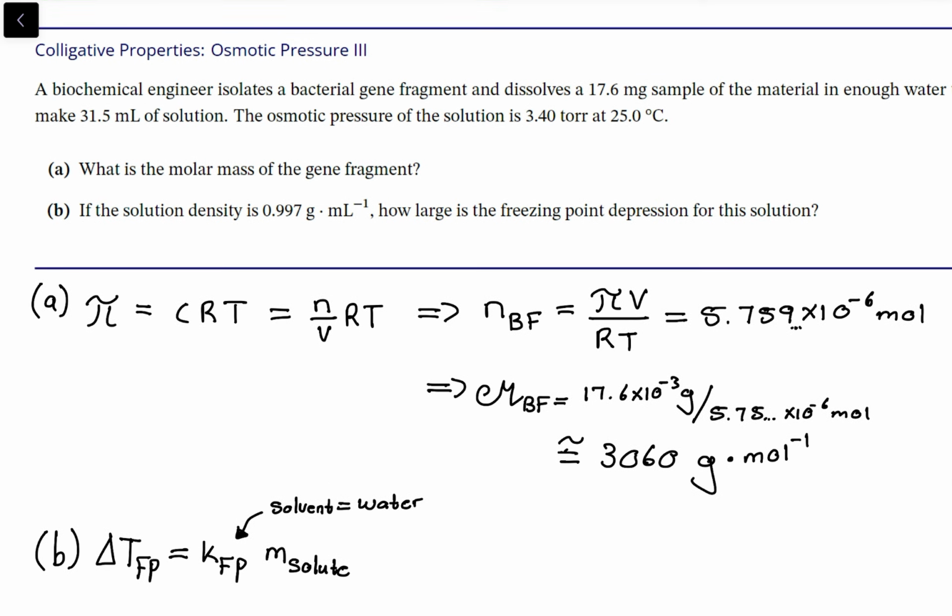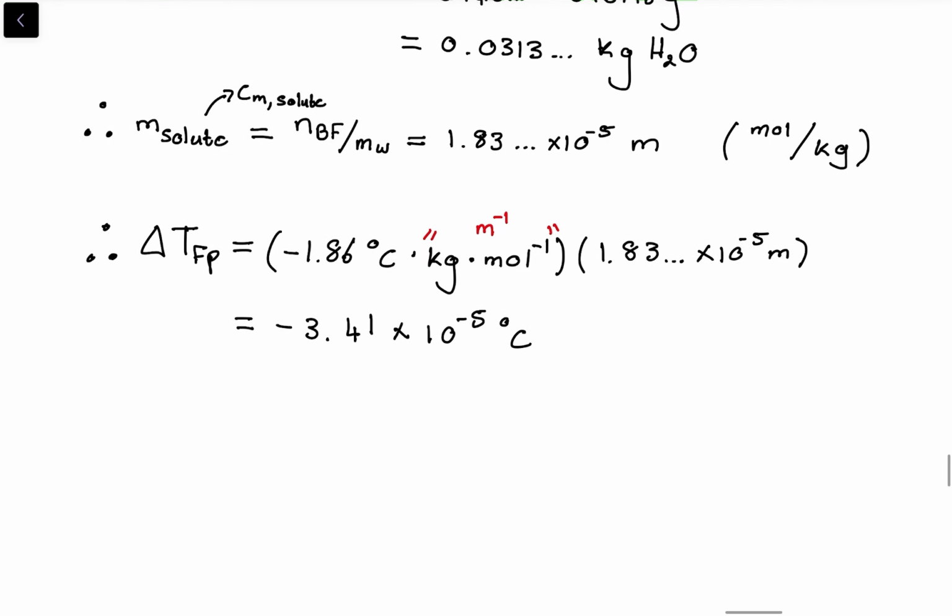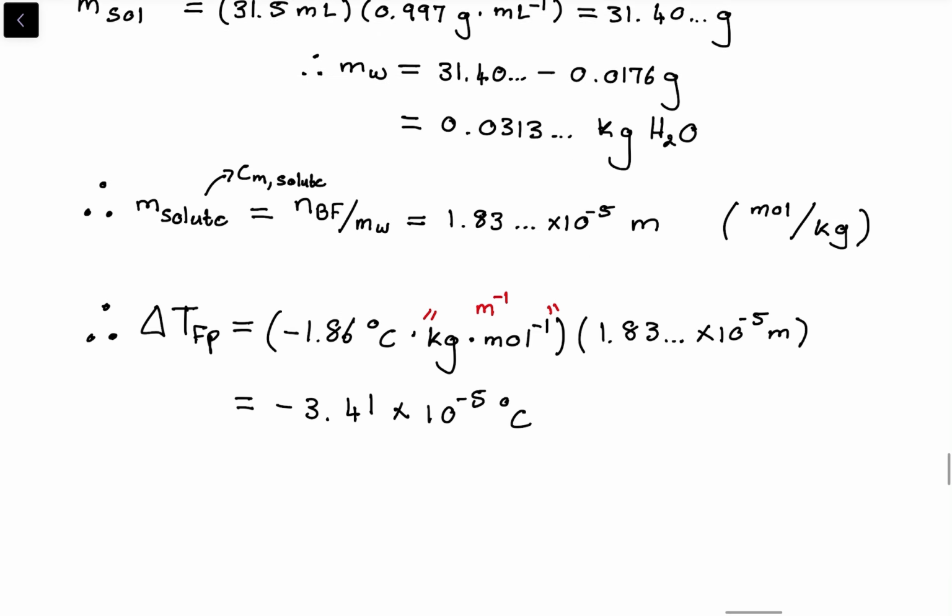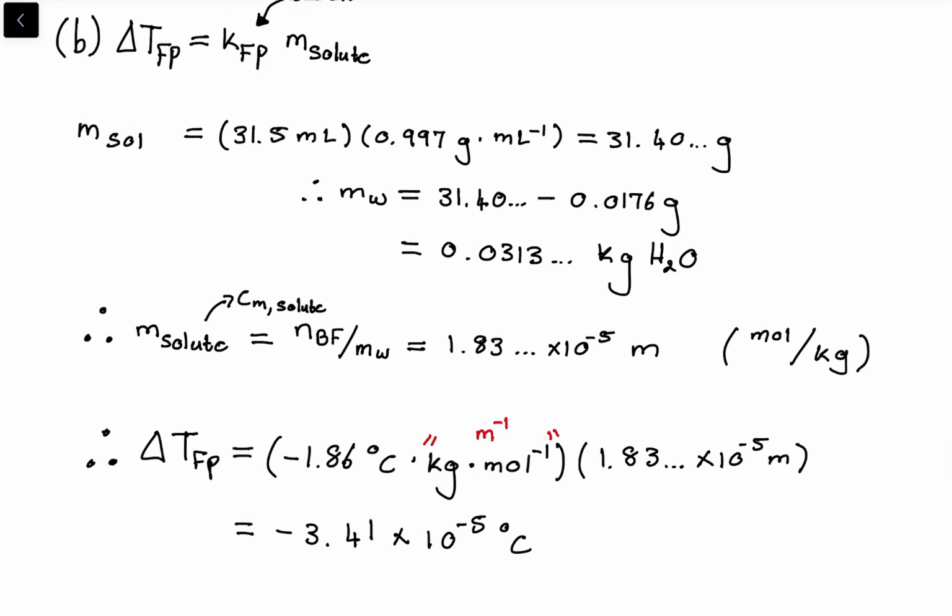The question asks, how large is the freezing point depression? So that's where you stop. That is how large the freezing point depression is. It's not very large, it's very small. 10 to the minus 5 is a very small number. And basically, the point of this was just to remind you that this K_FP, for any freezing point depression or boiling point elevation or whatever, that constant is connected to the solvent. The molality is connected to the solute.